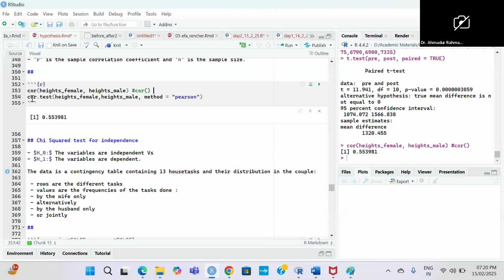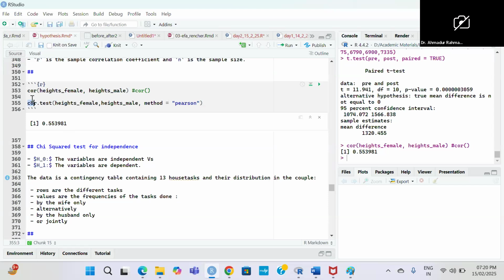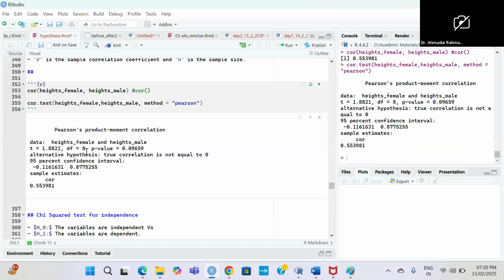And then we test this. So the function for that is cor.test. Cor.test with females' height and males' height, and then method is equal to pearson. We run this command and we see the p value. So the p value is 0.09, which is greater than 0.05. So that means there is no significant difference. So when we say that there is no significant difference, that means this correlation is insignificant. This correlation is not significant. Okay?